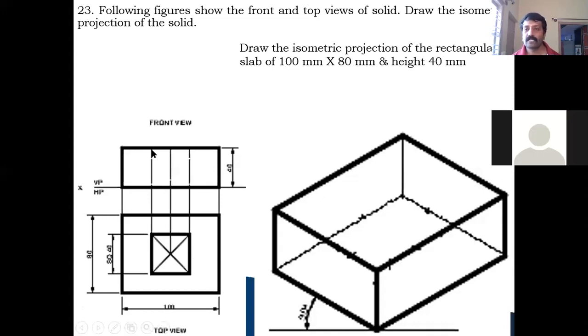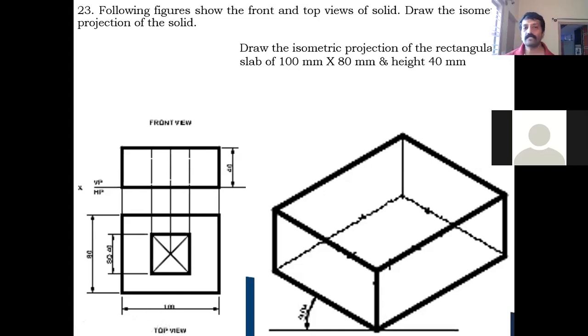I cannot see that hole here. Got it? I cannot see that hole. So that's why the square hole I cannot show it. You show it with dotted or hidden edges here. This is how you have to draw the front view.